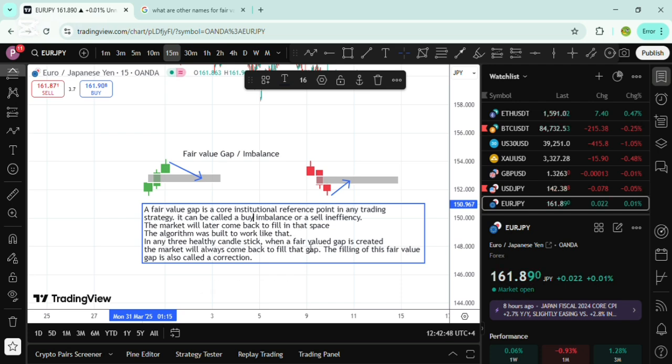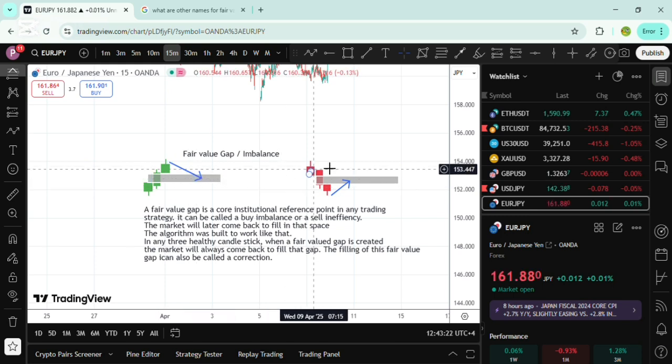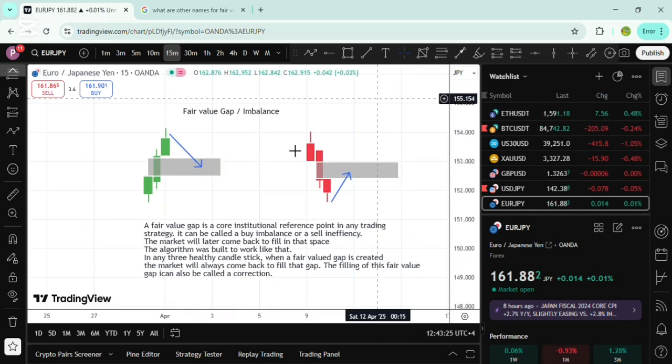So a fair value gap is a core institutional reference point in any trading strategy. Any trading strategy at all, whether SMC, ICT, LBS, zone, anyone you are doing, this fair value gap is very important. So it can be called a buy imbalance or a sell inefficiency. The market will later come back to fill in that space. The algorithm was built to work like that. The system was built to work like that. This chart was meant to fill in. The chart is a digital place where it fills in, it goes upward, goes downward.